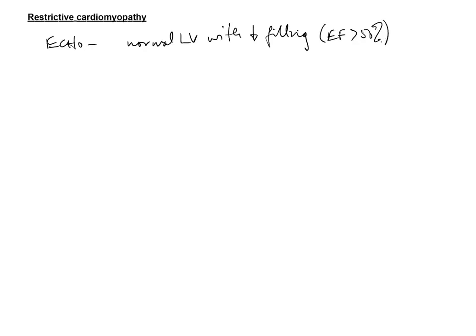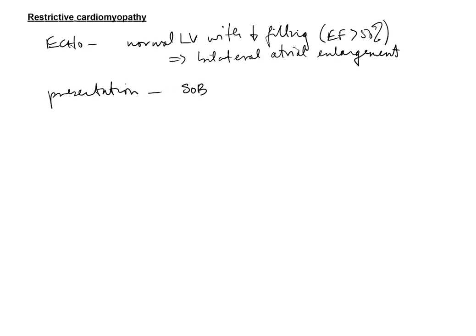Restrictive cardiomyopathies have the definition by echo of having a normal left ventricle with decreased filling, which means that they're going to have a preserved ejection fraction. We don't really have a test to measure filling, so instead we measure the effect of that, which is bilateral atrial enlargement. Presentation is usually related to shortness of breath because it's a right-sided disease that gives them less volume to the left side, and it's going to be associated with right-sided edema.